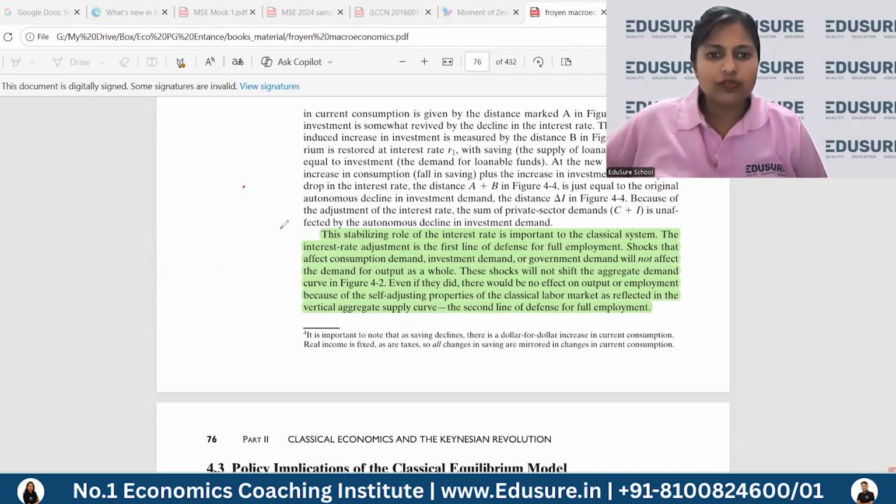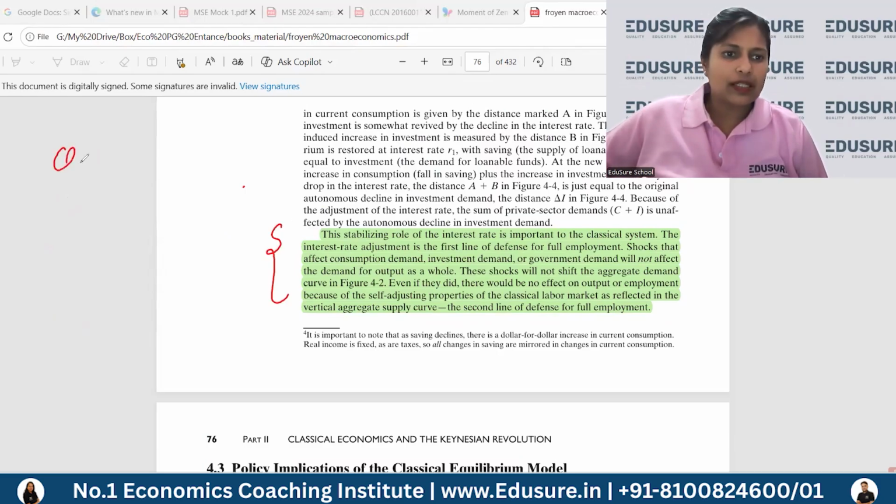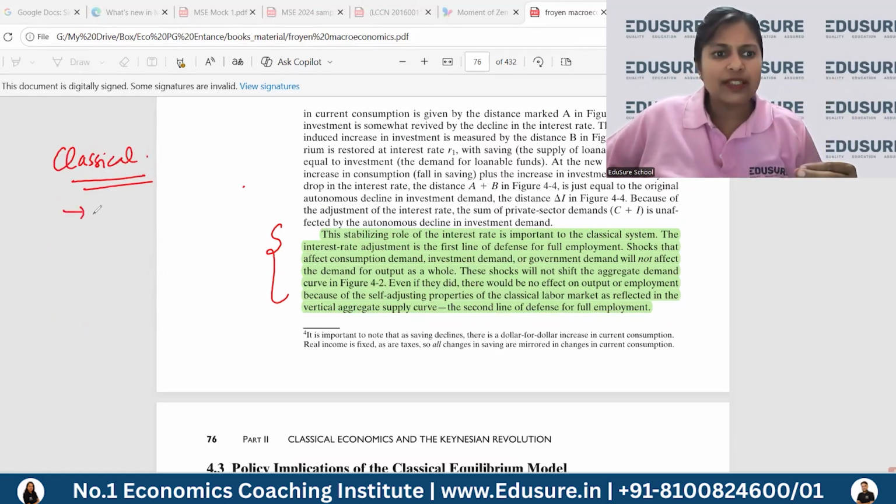We'll just finish this part, that in the classical model, there are two ways in which we are not letting the output be affected by aggregate demand. First is this interest rate, that this interest rate moves to equate demand and supply of loanable funds such that aggregate demand remains fixed. And the second is that output is completely dependent on the labor market, and as long as the labor market is in equilibrium, there will be full employment of output and there will be no effect of aggregate demand.